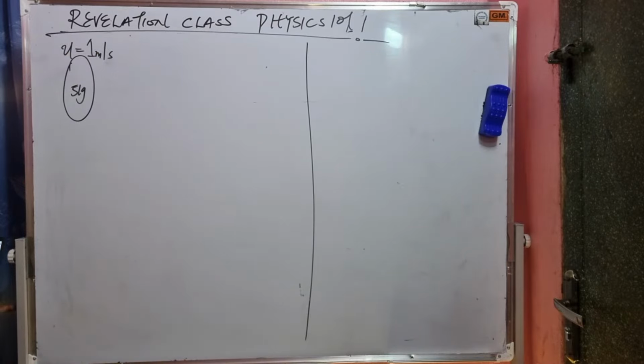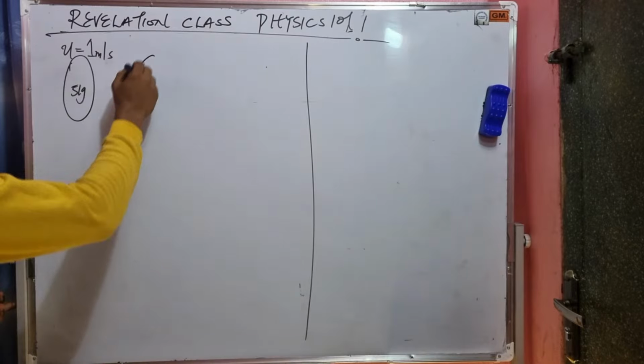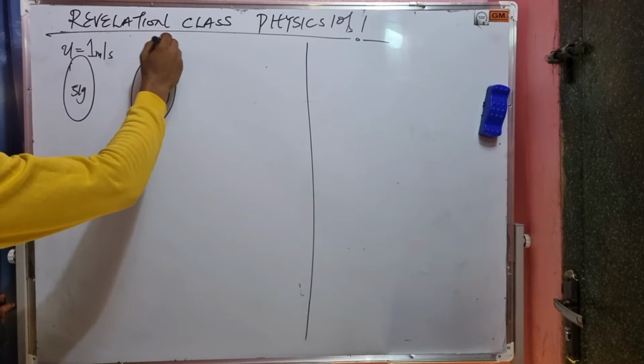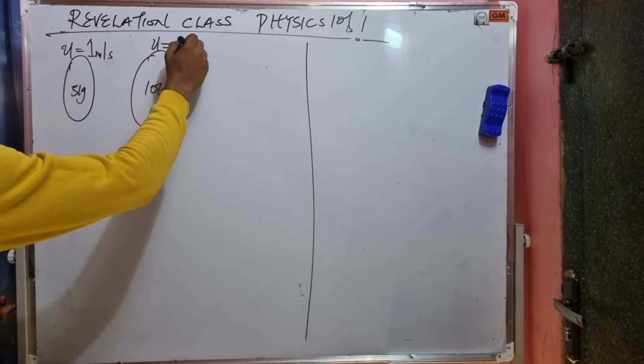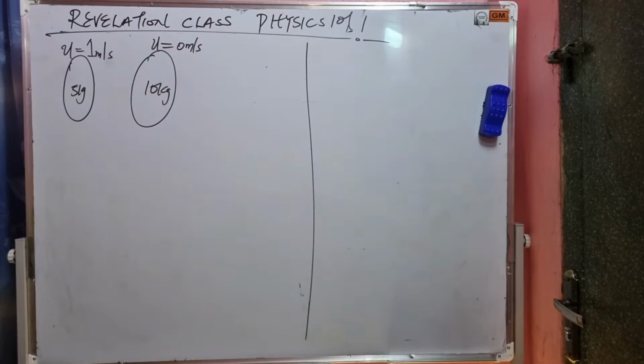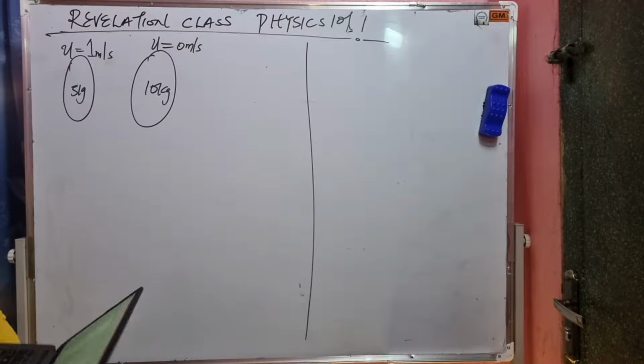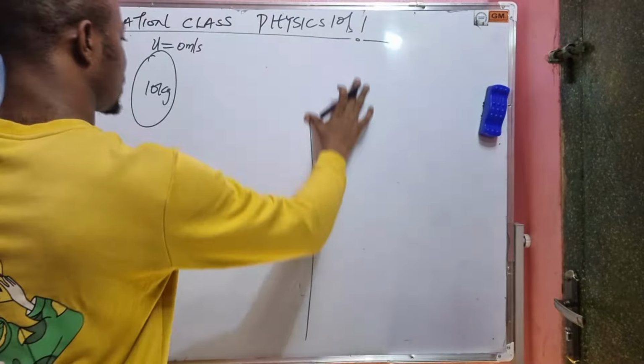Traveling, okay, collides with a 10 kilogram object. This is the other object, 10 kilogram, but we are told it is at rest, meaning the speed is 0 meter per second. Is that clear? Okay. Determine the velocity of each object after impact if the collision is elastic.